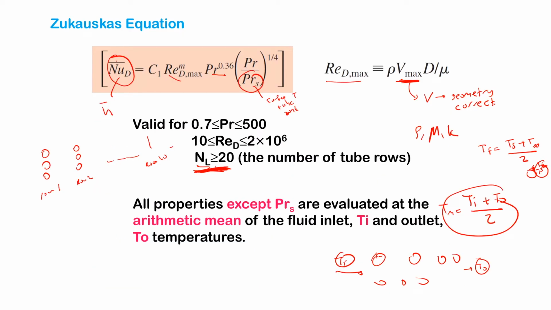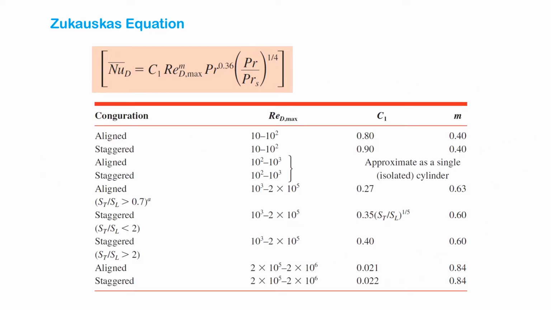So, and the coefficient C is tabulated here. So C and m actually, C and m. So it will depend on, you need to first identify your configuration, whether you have an inline or staggered configuration. And then you need to also look into the range of the Reynolds number based on V max. And then you read your C1 and m value. Okay.